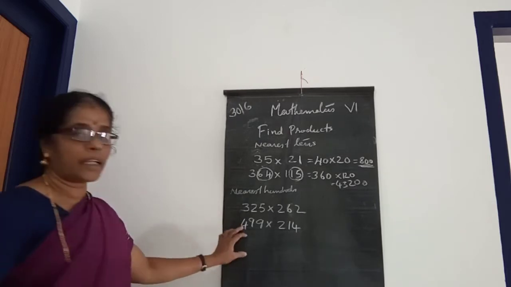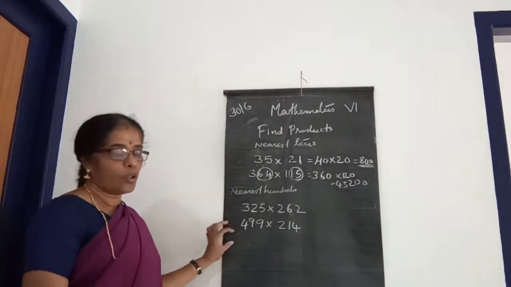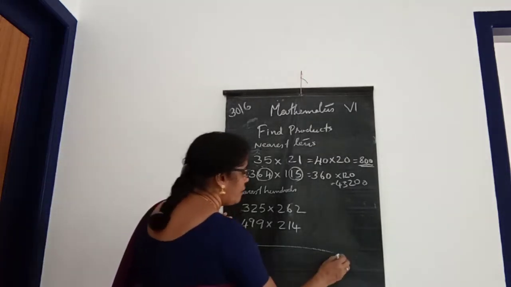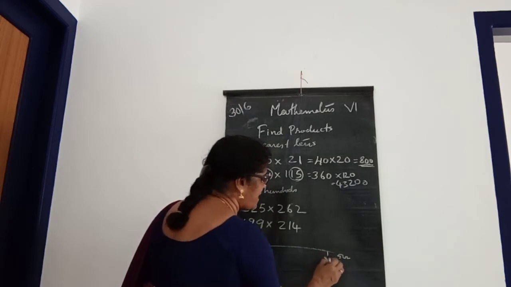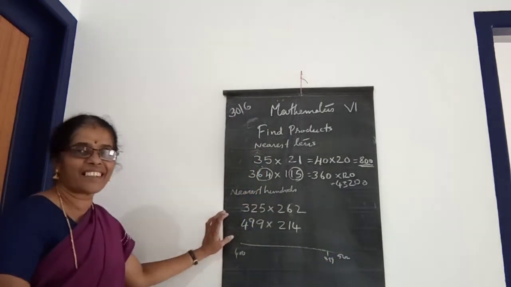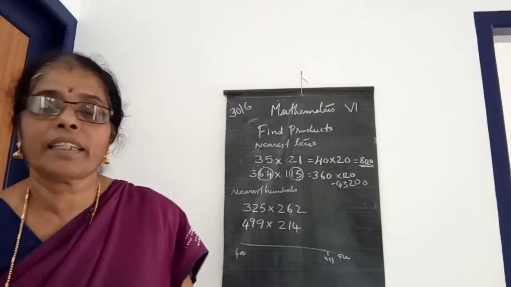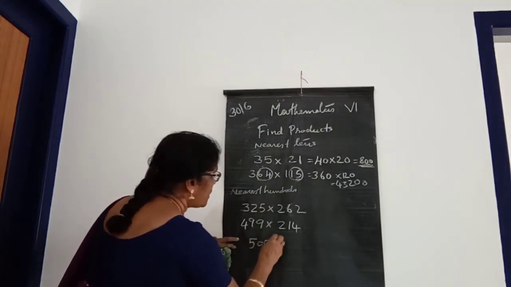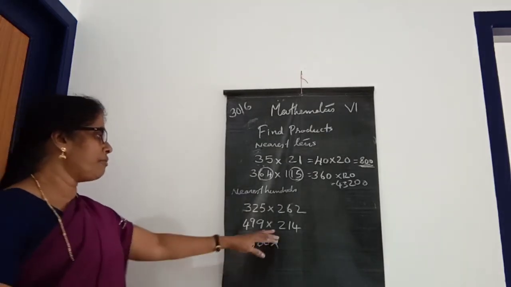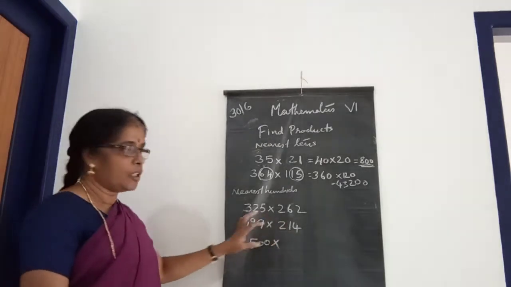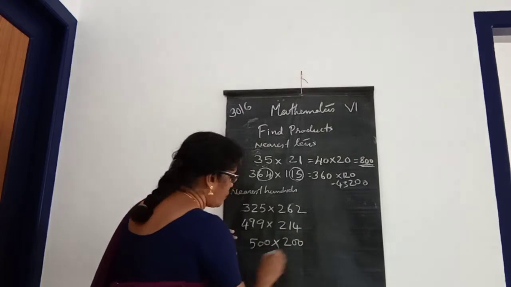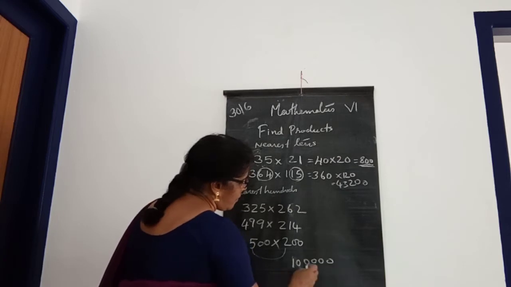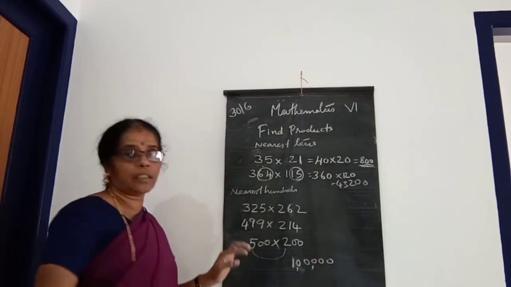Then another next one, 499 into 214. 499 is at most there, isn't it? 400, 500, then 499's place is there. So 500 is the nearest hundred, isn't it? So we can take 499 as 500. And next, 214. 214 is below 250, so we can take it as 200. So what is the answer? 5 2s are 10 and 4 zeros. 1 lakh, isn't it? Yes, okay.